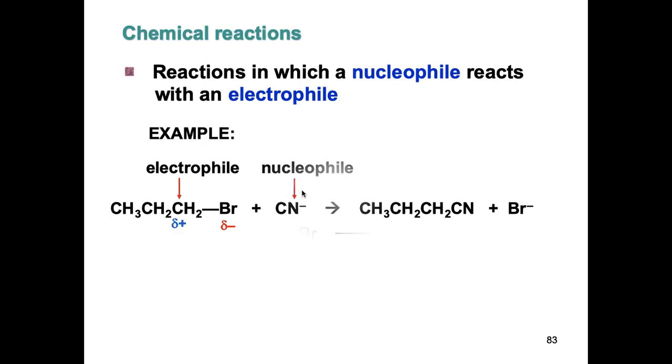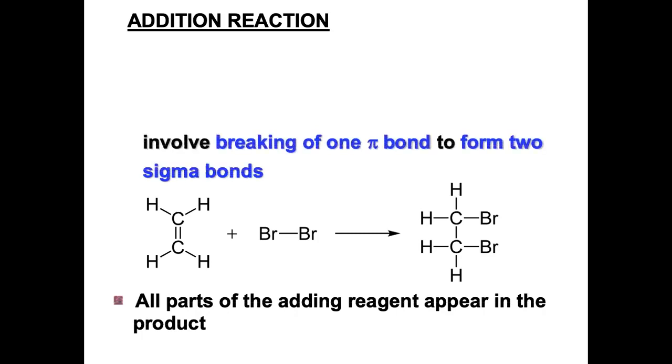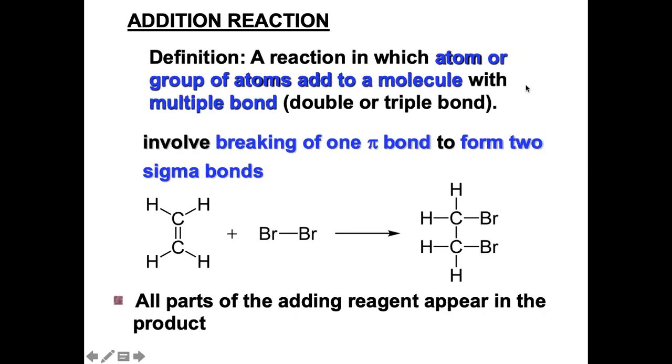is a nucleophile. In addition reaction, atoms or groups of atoms add to a molecule with multiple bonds, for double or triple bond. Keep in mind that addition reaction involves molecules with multiple bonds. It doesn't matter whether it is alkene, alkyne, or even ketone or propanol. Ketone and propanol have C double bond O. Addition reaction involves breaking of one pi bond to form two sigma bonds.